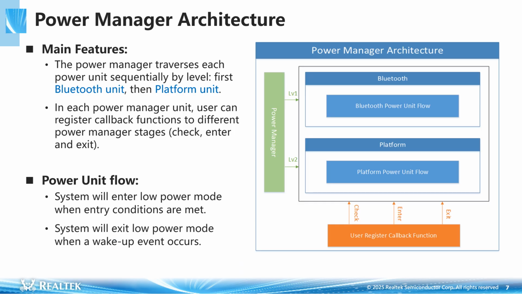In the Power Manager architecture, the Power Manager traverses each power unit sequentially by level, first the Bluetooth unit, followed by the platform unit. Within each power management unit, users can register callback functions for different power management stages, such as check, enter, and exit. During the operation of each power unit, the system will enter a low power mode when the entry conditions are met, and it will exit low power mode upon the occurrence of a wake-up event.